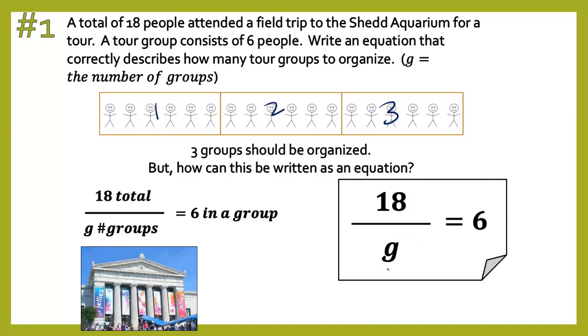So that's all they're doing, asking you to write an equation for that. Real simple, pretty straightforward. Total number of people divided by the number of groups. How many people should be in the groups?